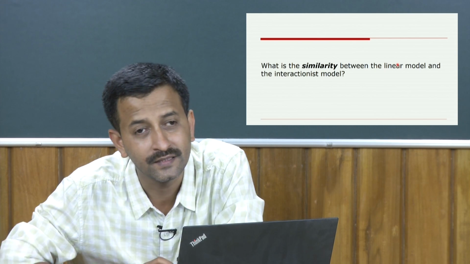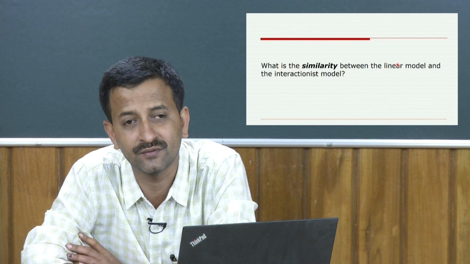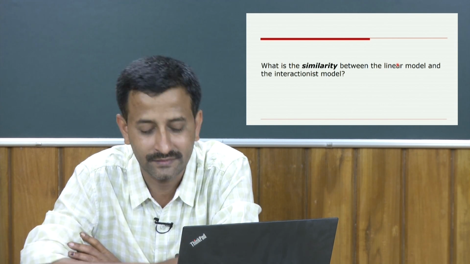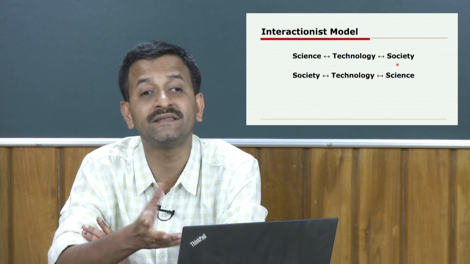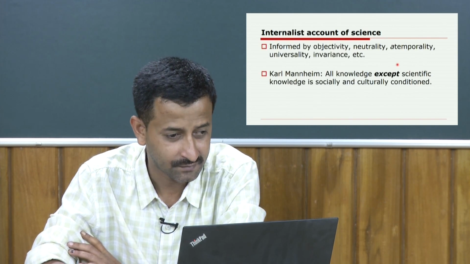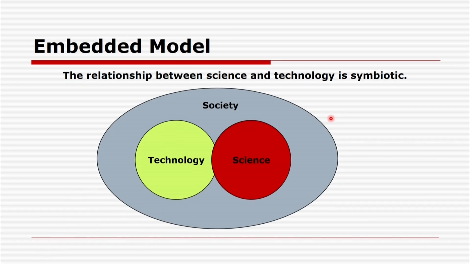The similarity between the linear model and the interactionist model of the relationship between science, technology and society is that both these models treat science, technology and society as separate entities, whereas the embedded model suggests that no, they are not separate entities; rather, the relationship between science and technology is symbiotic. The two forces of production, namely science and technology, are very much a part of society.